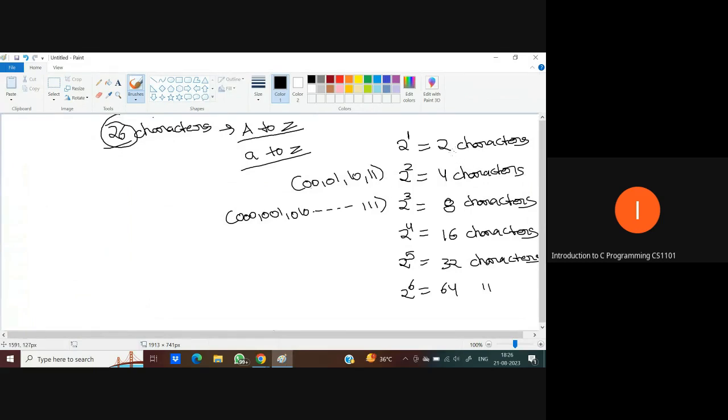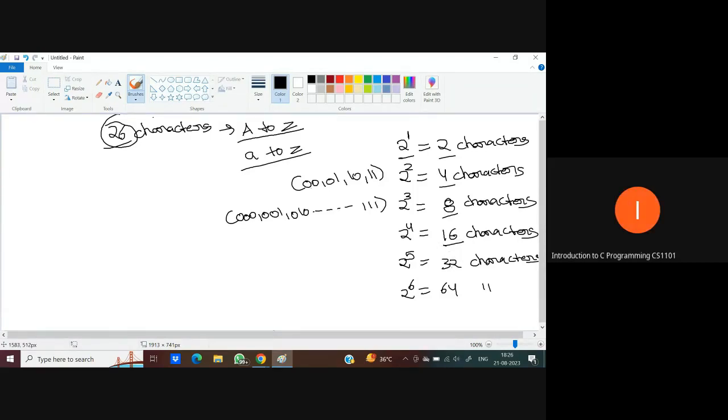So we cannot go by 2 power 1, or we cannot encode all those characters with 1 bit, because the maximum number of characters we can encode if we have 1 bit available is 2. We cannot go with this. We cannot go with 4. We cannot go with 8. Can we go with 16? No, we cannot go with 16.